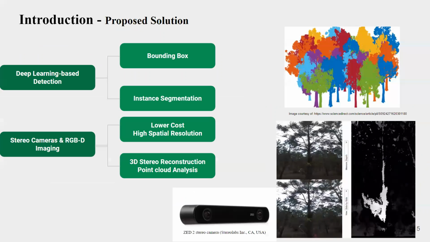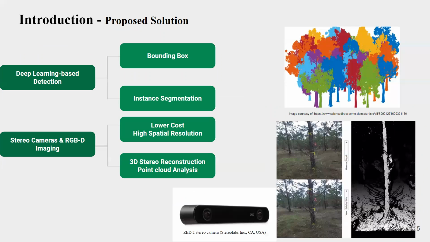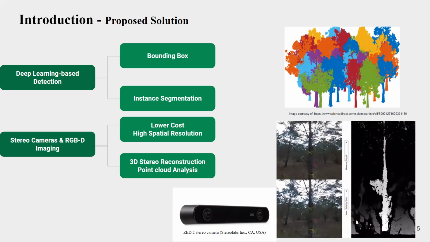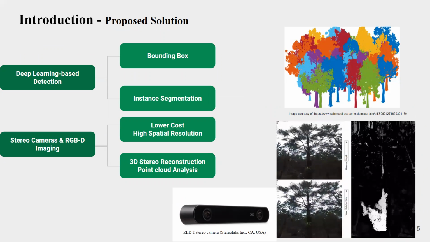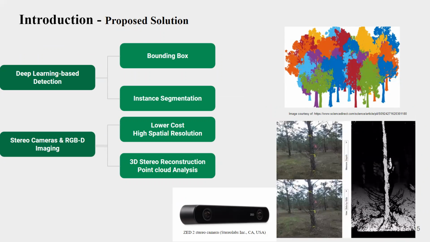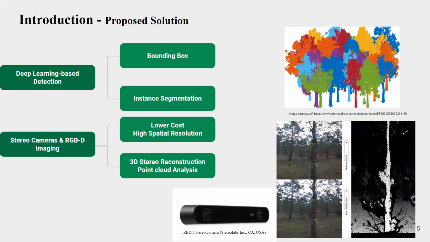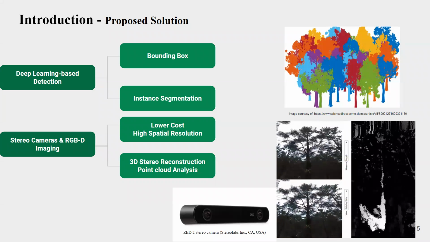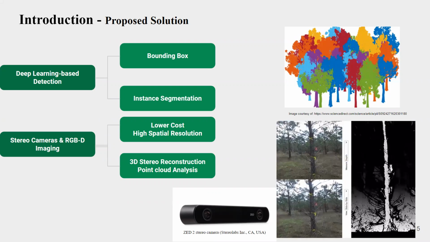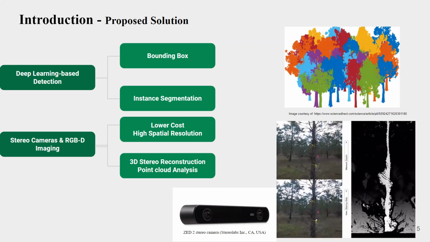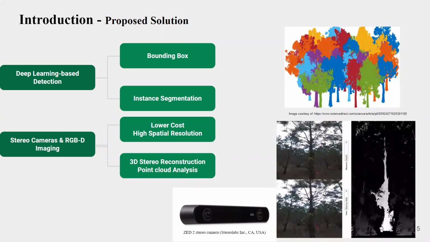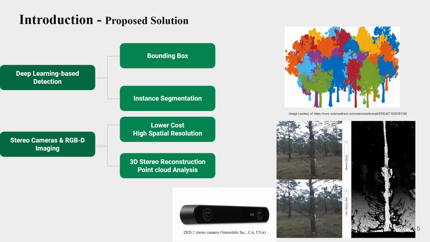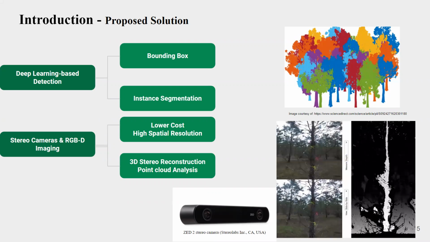To have an automated system that is easy to use and also cost effective, we can say that the artificial intelligence and computational power that we have nowadays, alongside the development of algorithms such as instance mask segmentation using deep learning methods, have enabled us to detect objects in an image, which was very challenging even a few years ago. Also, using stereo cameras, we can have cheaper and higher spatial resolution images by which 3D stereo reconstruction and point cloud analysis is now achievable.